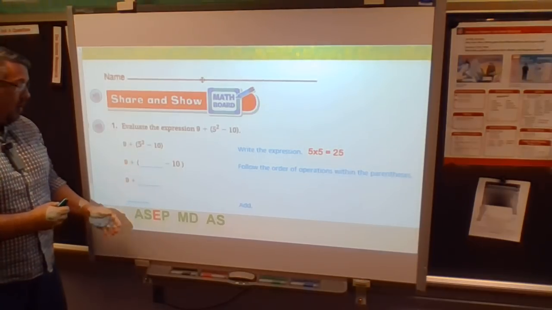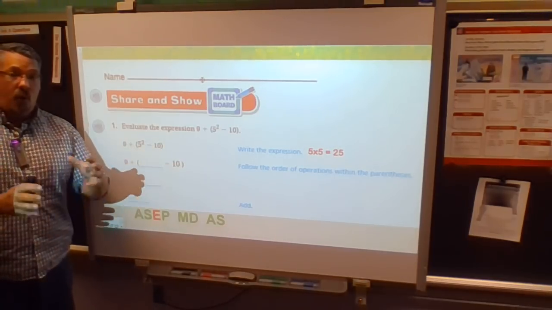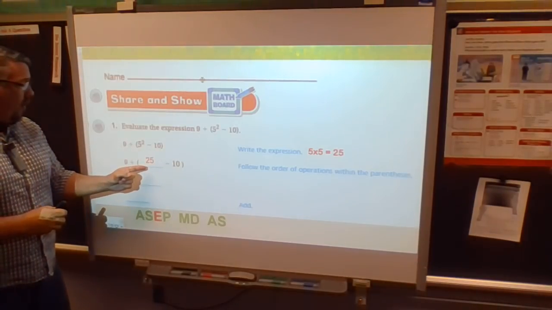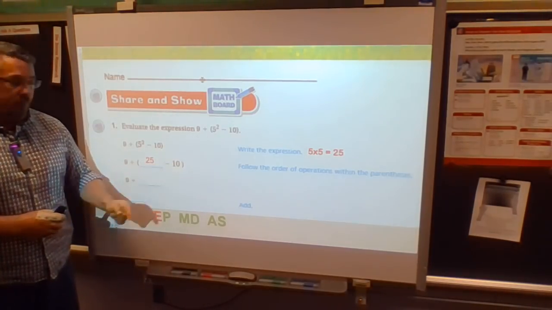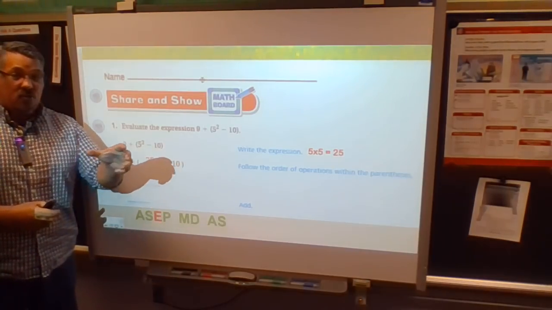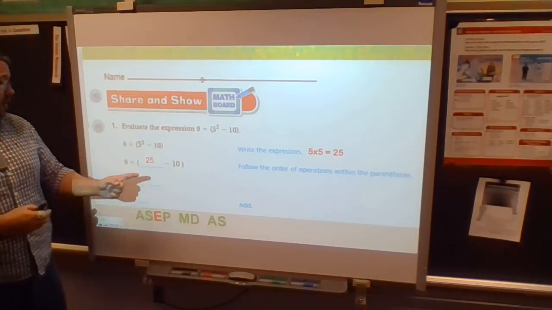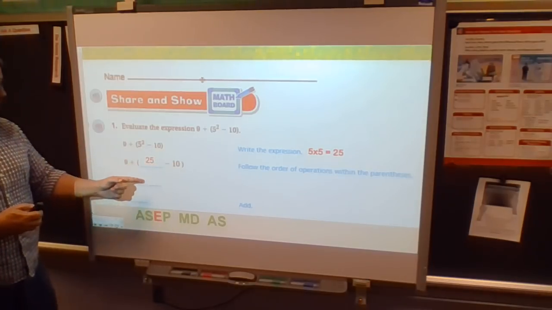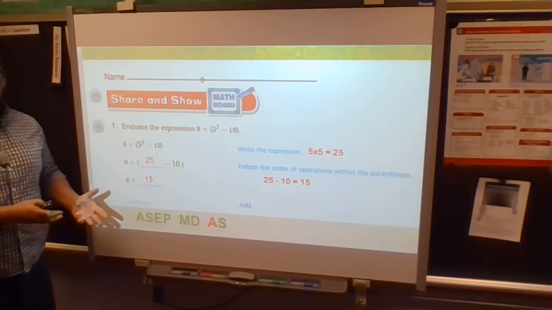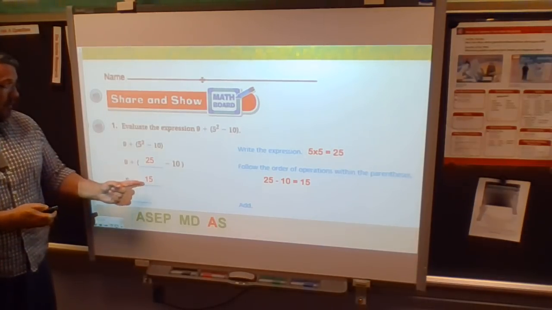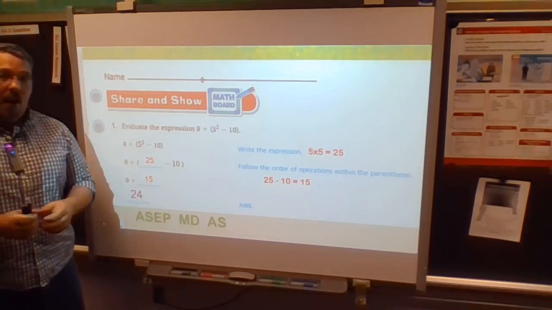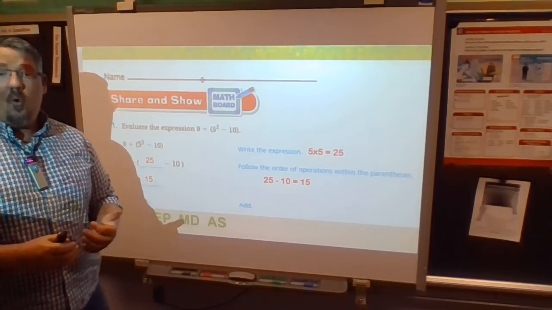9 plus, I keep my parentheses, so I keep it all in the same order until I'm ready to move on. I have my 25 minus the 10. Now I can subtract because that's my next step, to solve inside the parentheses. 25 minus 10 is going to give me 15. Now I'm left with adding 9 plus 15, which is going to give me 24. I have to make sure I go in the right order.